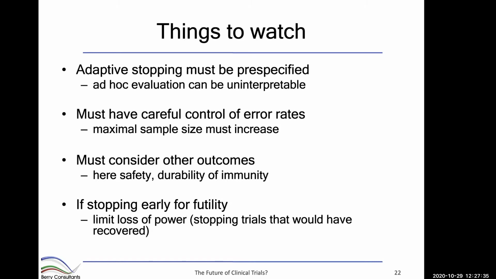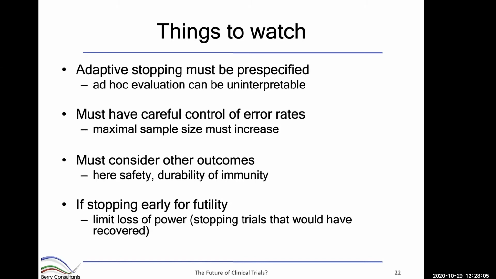You need to make sure that you've done these kind of formulas to have careful control of your error rates. One of the consequences is the maximal sample size will go up. So Pfizer, if they don't win their early interims, they need to go to 164 events. Other trials might have to only go to 150. So typically you're taking a small risk of needing bigger and you're getting a larger opportunity to go smaller.